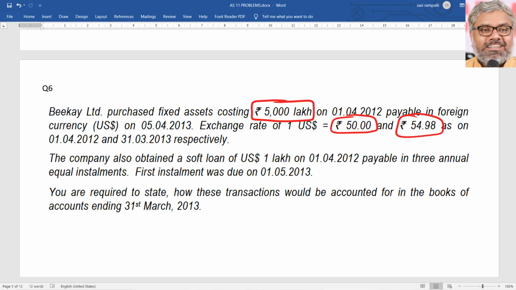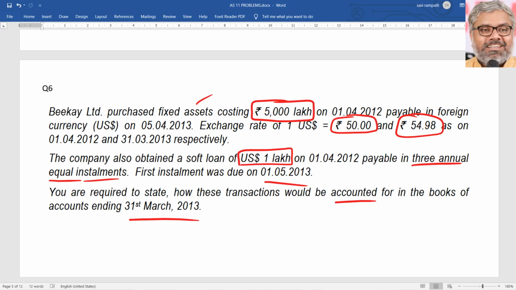The company also obtained a soft loan of $1 lakh. This is a different thing than this. Two different transactions. The first transaction is purchase of fixed assets, which is payable at a later date. The second transaction is a loan, which is different: $1 lakh on 1/4/2012, payable in 3 annual equal installments. The first installment was due on 1/5/2013. You are required to state how these transactions would be accounted for in the books of accounts ending 31st March 2013. So here there are two transactions, and naturally there should be two treatments.